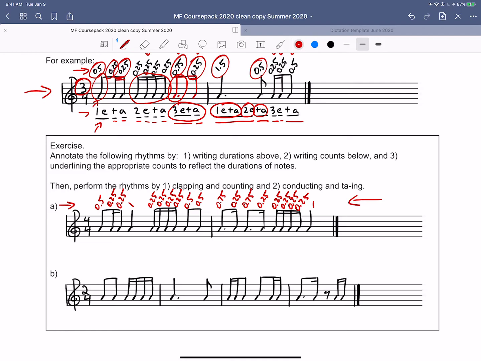So since you've got a bunch of 0.25s and 0.75s and whatnot on top, that means you need that 1-e-and-a, 2-e-and-a system. Now, how far are you going to count in each measure? Well, you're going to count to 4. So 1-e-and-a, 2-e-and-a, 3-e-and-a, 4-e-and-a.